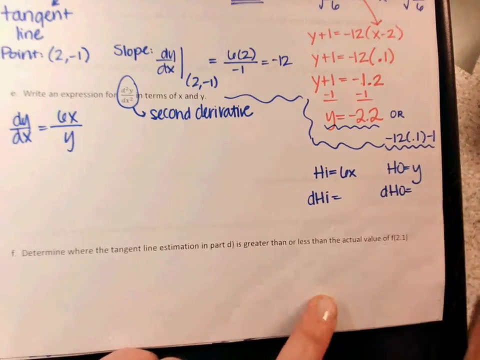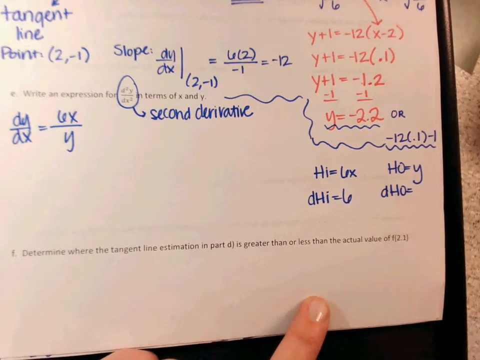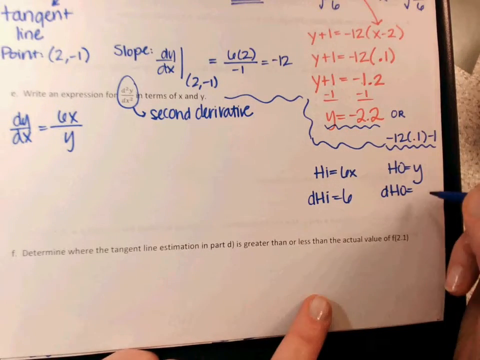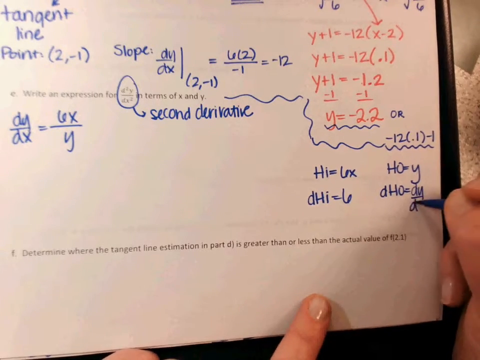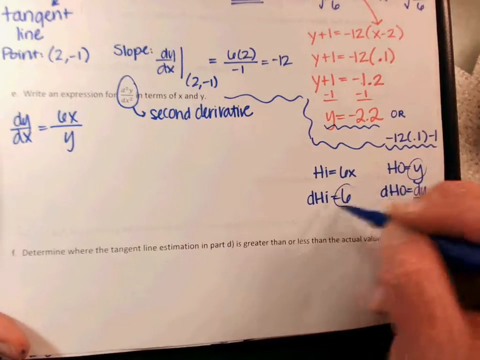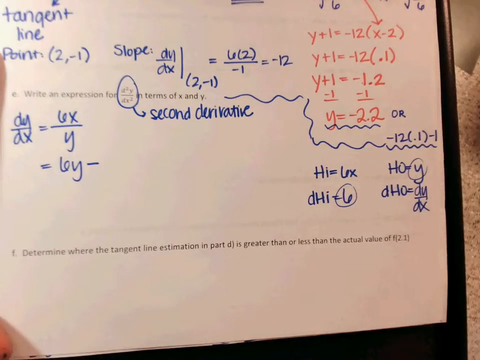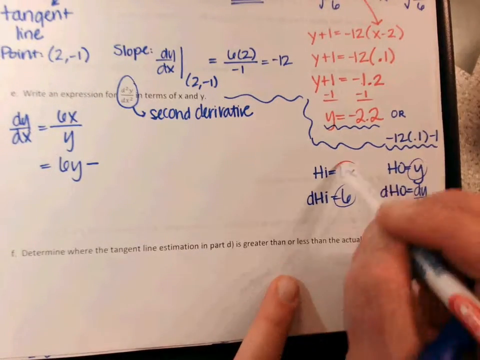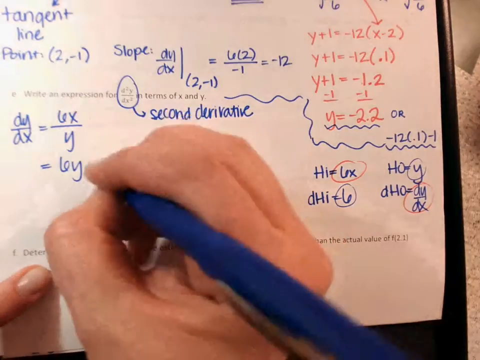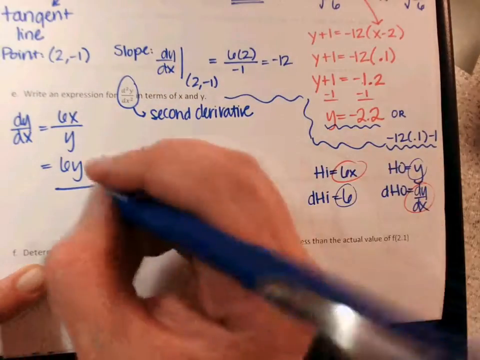Okay? So if my hi was 6x, what's the derivative of that? What's d-ho if ho is y? dy/dx. Good, you remembered. If it's a y, the derivative's 1, but then you have to put a dy/dx on it because it's not an x. From here, it's ho d-hi, so that'd be 6y, minus hi d-ho, which would be 6x dy/dx, and then over ho squared, which is y squared.